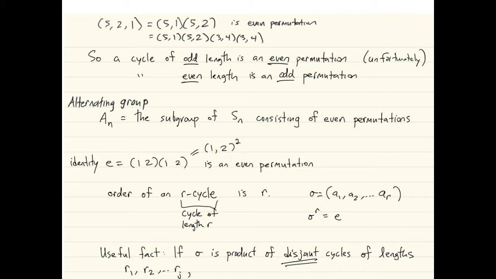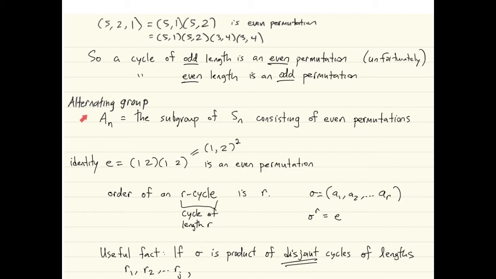So we see that a cycle of odd length is actually an even permutation. So unfortunately, you have to kind of switch the even and odd. And similarly, a cycle of even length is an odd permutation. Because here's a cycle of length 3, and we've written it as a product of 2 transpositions, and so on. So it's okay.